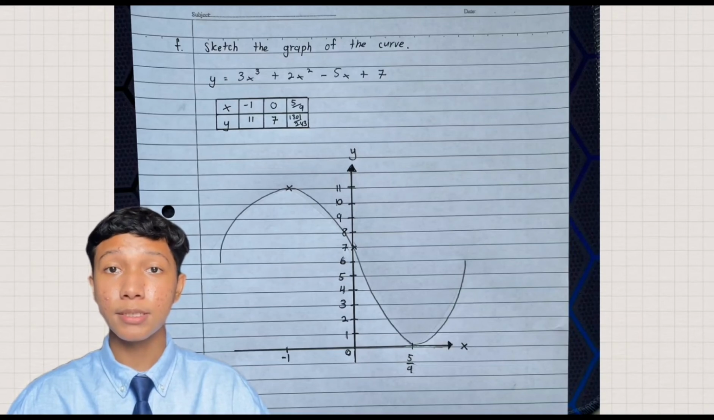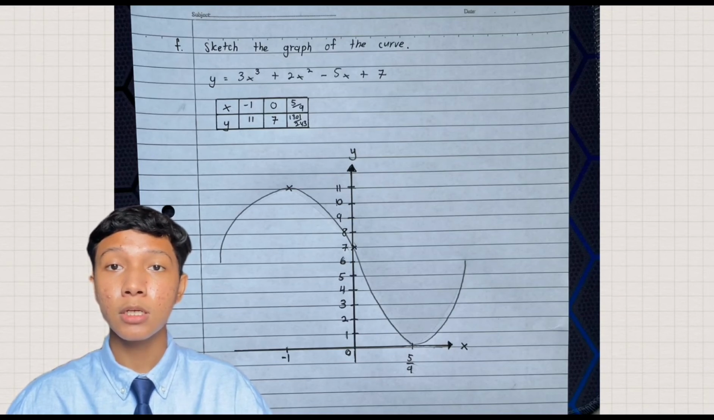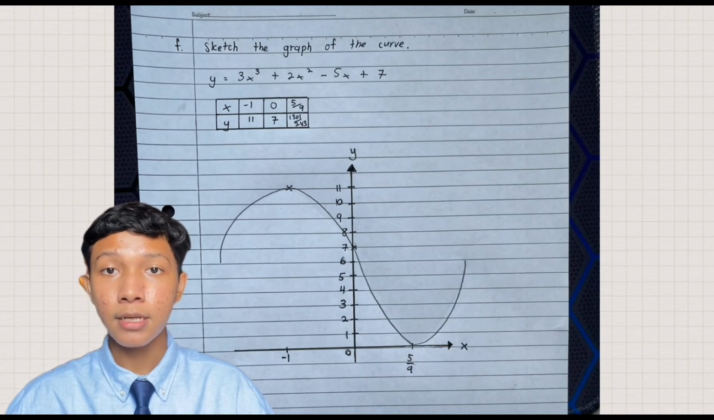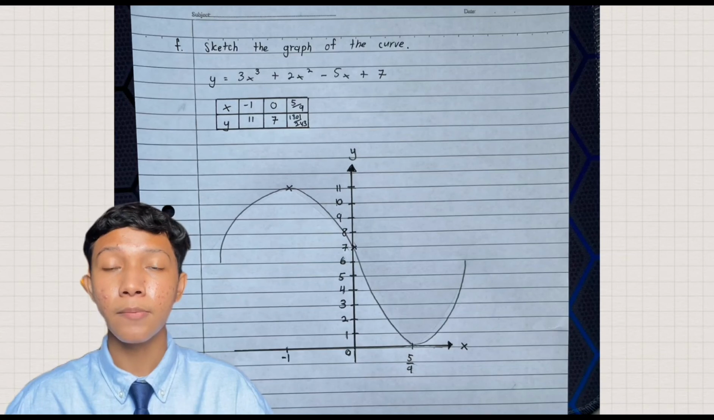For the last, question F. Question F is sketch the graph of the curve. First, you should have x and y values. In column x, we get negative 1, 0 and 5 over 9. And for column y, the answers are 11, 7 and 1301 over 243. We got these values as a result of the previous questions because they are related.